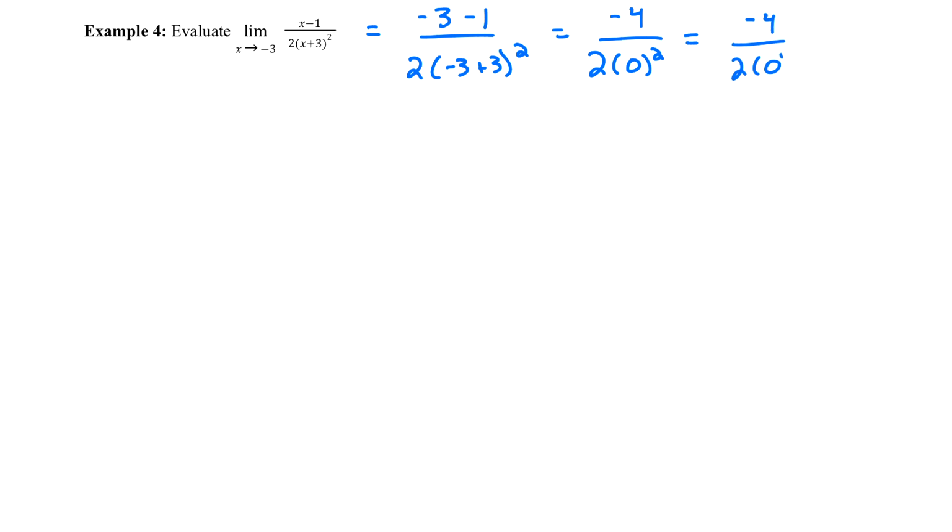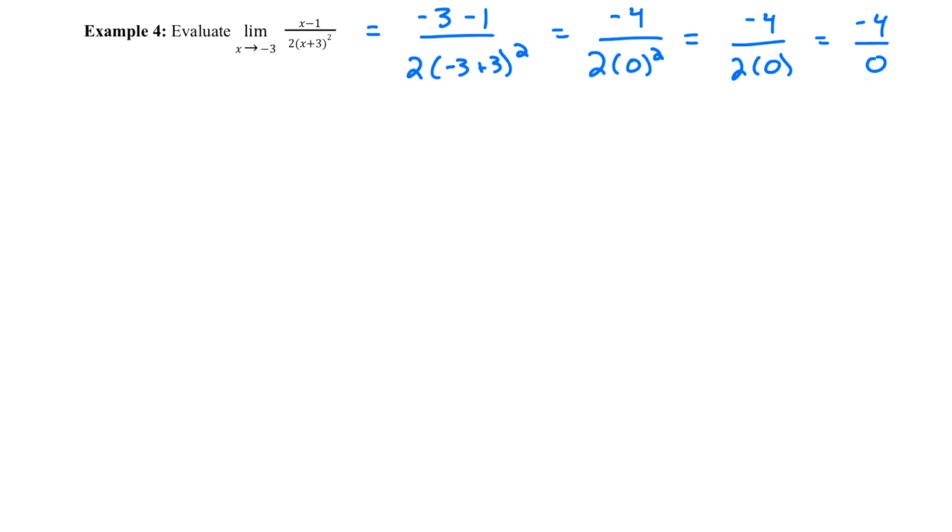That would give me -3 minus 1 over 2 times (-3 plus 3) squared. In my numerator, I've got -4. My denominator, 2 times 0 squared, but 0 squared is really just 0 times 0, which is 0. So I have 2 times 0, and -4 divided by 0. On its own, this is not an acceptable answer. We can't just leave it here and say our answer is -4 divided by 0. We also can't say that this limit does not exist, because there's something else going on here.